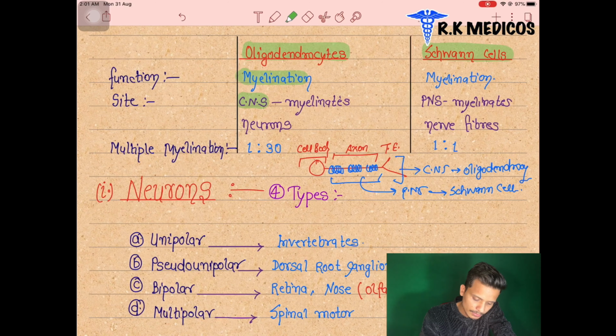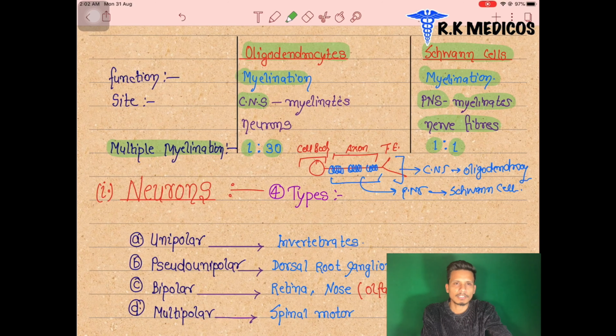So it's written here, PNS myelinated nerves are myelinated by the Schwann cell. Now the multiple myelination is done basically in a 1 to 30 ratio for the oligodendrocytes, but the Schwann cells are doing a 1 to 1 ratio. They are going to myelinate only in a 1:1 ratio, but for the oligodendrocytes, multiple myelination is done by these cells.